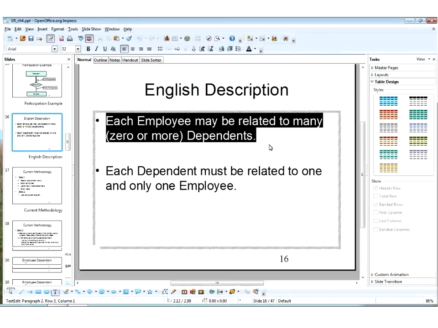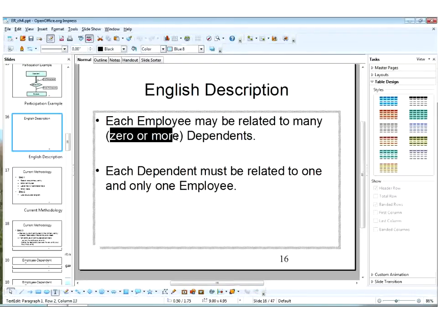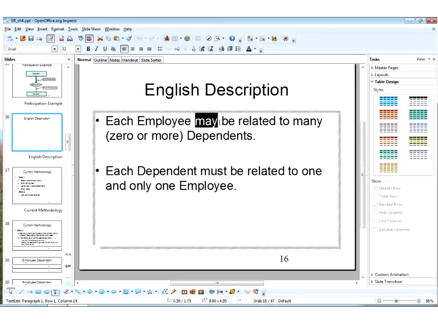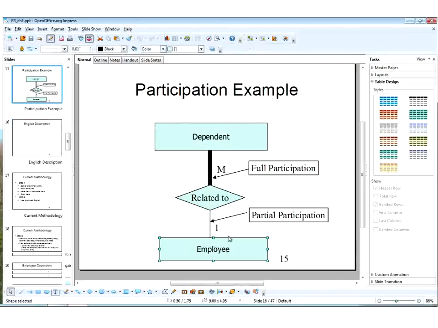And it echoes what I said. May be related to one or more dependents. I don't say zero or more because may implies they could or could not, so it implies zero to me. And each dependent must be related to one and only one employee. If we go back, that makes sense. Employees may be related to one or more dependents, and dependents must be related to one and only one employee.